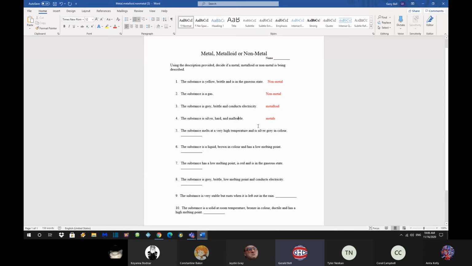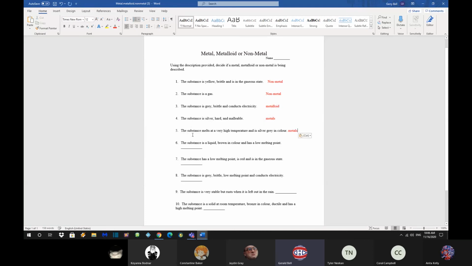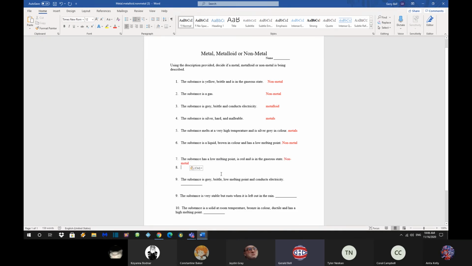The substance melts at a very high temperature and is silver gray in color. That should be a metal. The substance is liquid, brown in color, and has a low melting point. That would be your non-metals. The substance has a low melting point, is red, and in the gaseous state, so that's also a non-metal. The substance is gray, brittle, low boiling point, and conducts electricity. Okay, so right there we've got two things that are metals, two things that are non-metals. So this must be a metalloid.